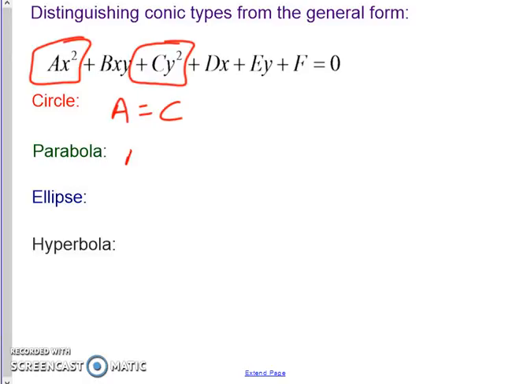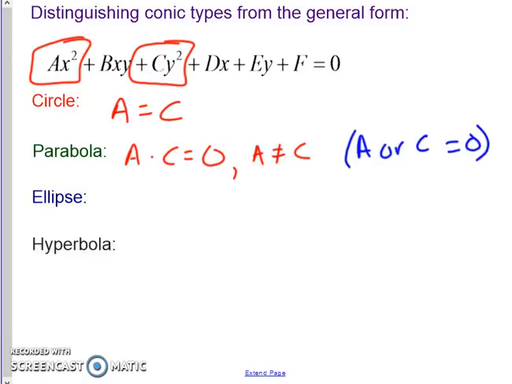If we have a times c equals 0 and a doesn't equal c, then it's going to be a parabola. A little bit easier approach, what I like to think about this, instead of doing the a times c equals 0, if I look and see it has a or c equals 0. So in other words, if one of those squared terms is missing, which is what I'm referring to there in blue, if you either have ax squared or you have cy squared, then you're going to have a parabola. Okay, so in other words, you're missing one of the squared terms.